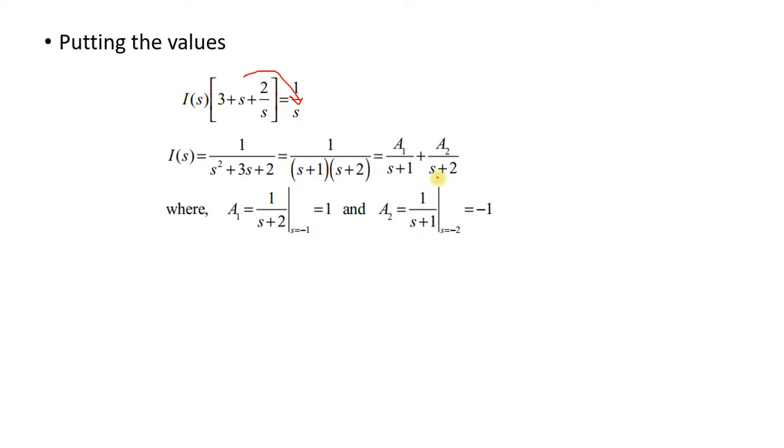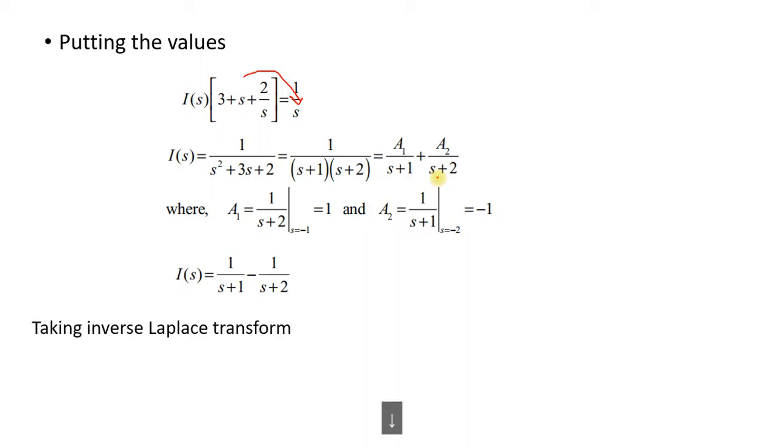You substitute the value of a1, which is equal to 1, and the value of a2, which is minus 1. Putting these values in the above equation, I of s is equal to 1 divided by s plus 1 minus 1 divided by s plus 2. If you take the inverse Laplace transform, it leads to e power minus t minus e power minus 2t.